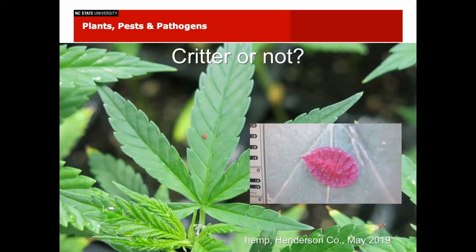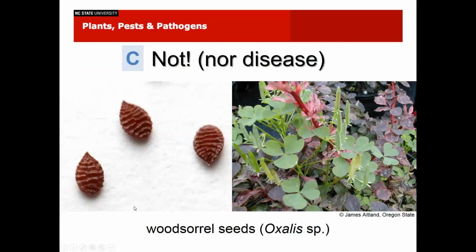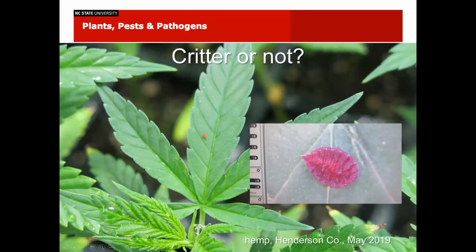So I got this image in. This is on hemp from Henderson County. The inset is a closer screenshot from the computer. So I will launch the poll now. Is everybody there still? I can't get to my poll. Where is it? There at the top. Well, you didn't see anything there. All right, here's the poll.